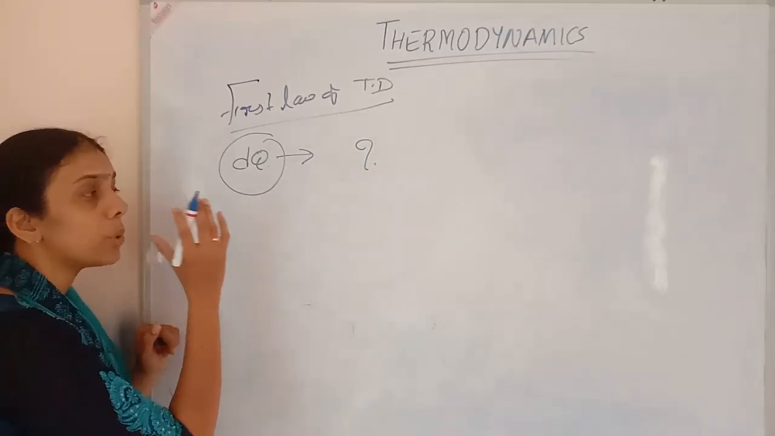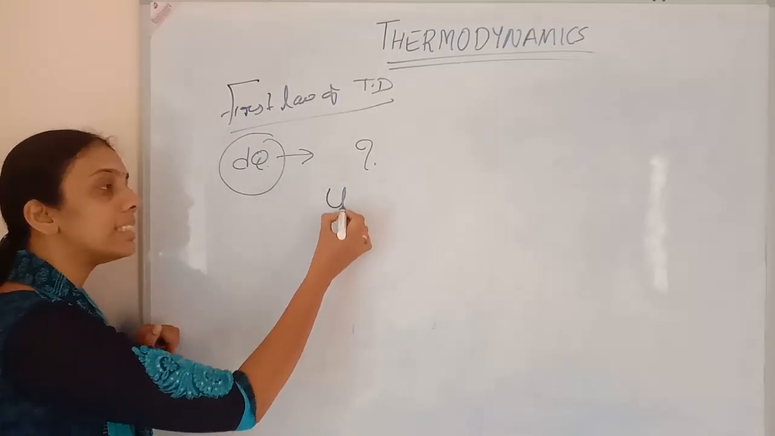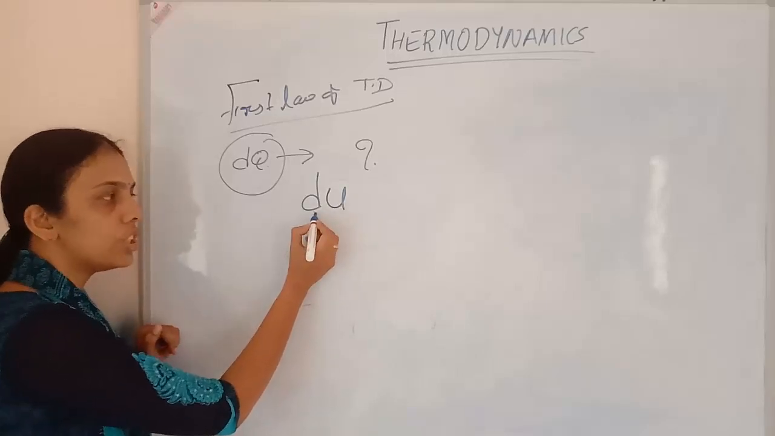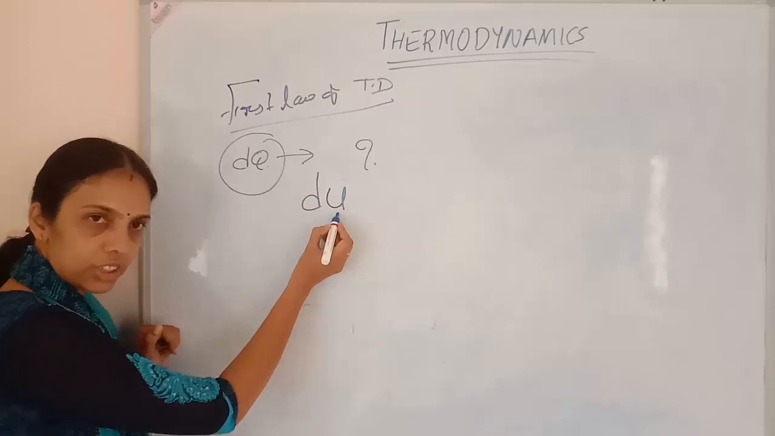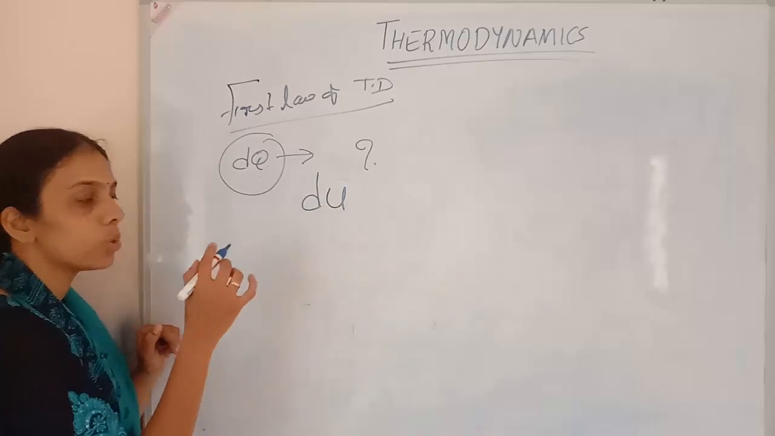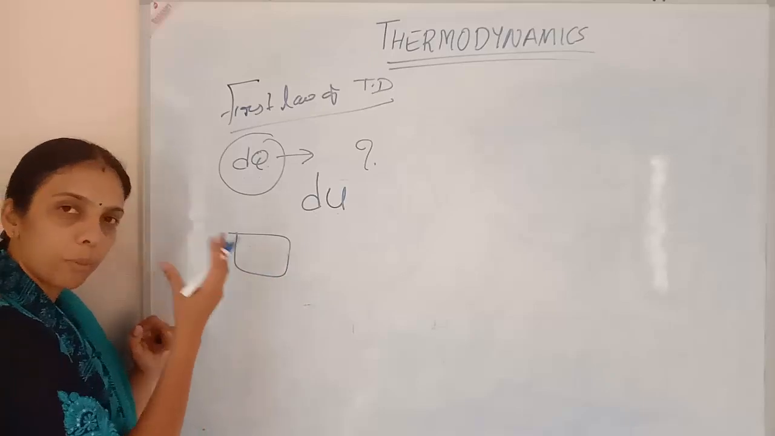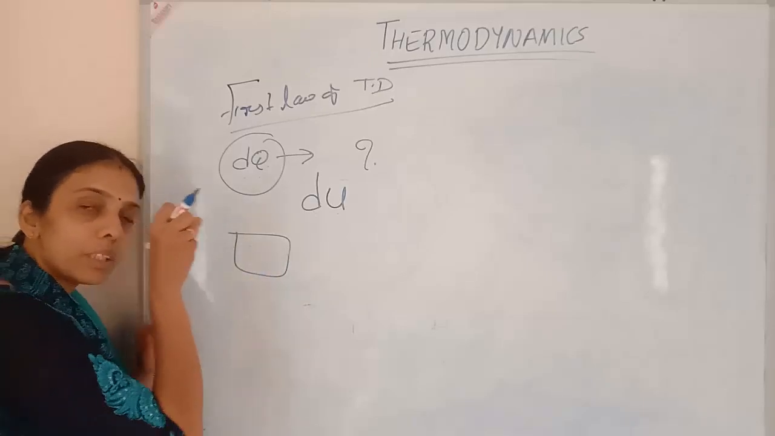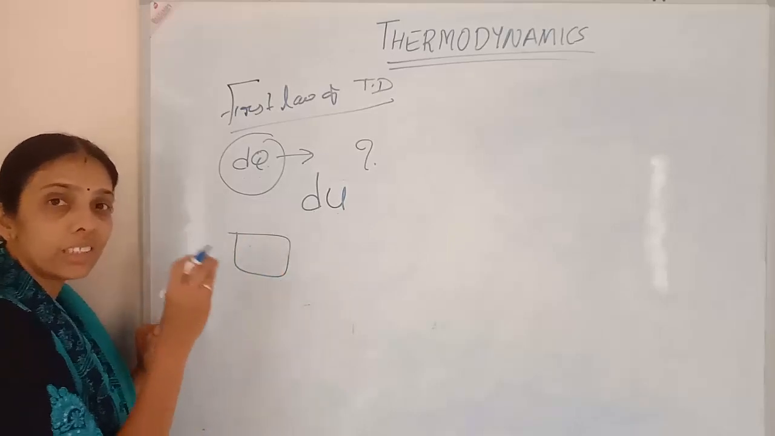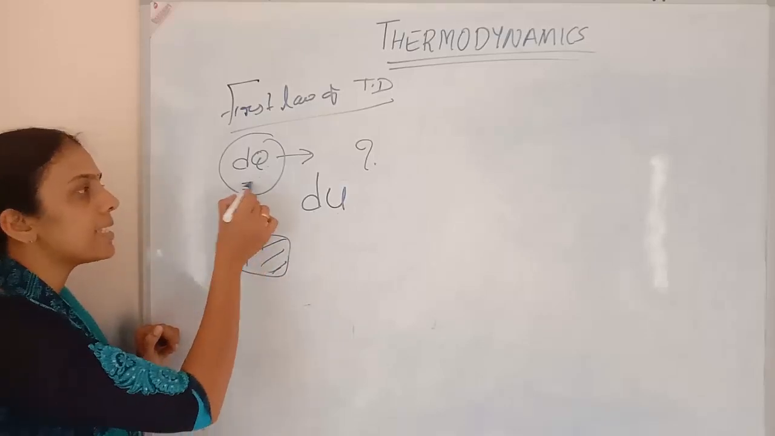If I am giving dq heat energy to the system, this will be used to change the internal energy of the system. It is dU, the change in internal energy. dq is the amount of heat energy change. The system already has some amount of heat energy, and to that I am giving an extra heat energy of dq.